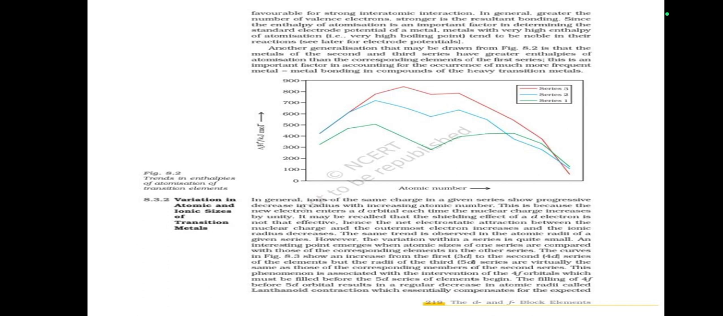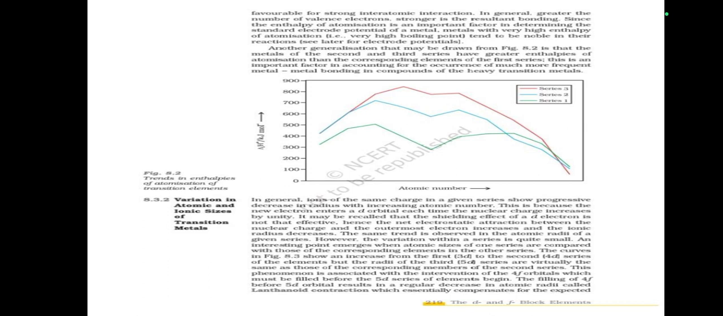Another generalization that may be drawn from figure 8.2 is that the metals of the second and third series have greater enthalpies of atomization than the corresponding elements of the first series. This is an important factor in accounting for the occurrence of much more frequent metal-metal bonding in compounds of the heavy transition metals. In general, ions of the same charge in a given series show a progressive decrease in radius with increasing atomic number.